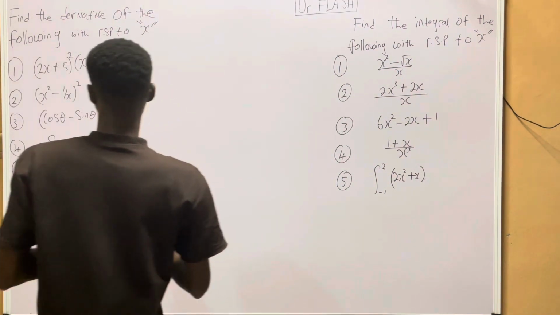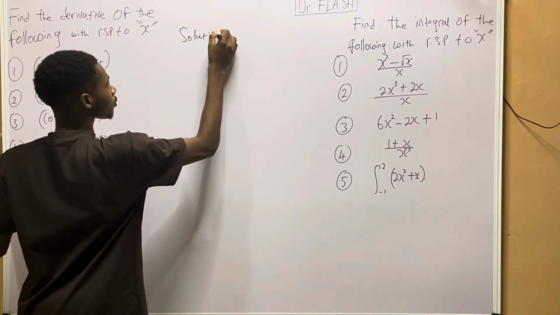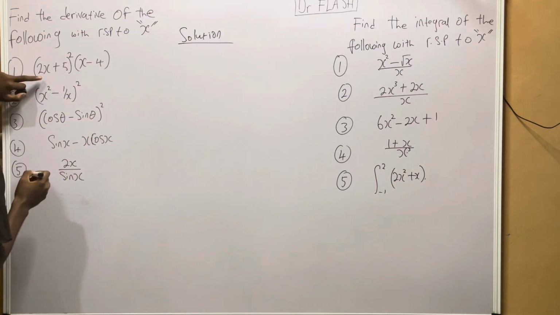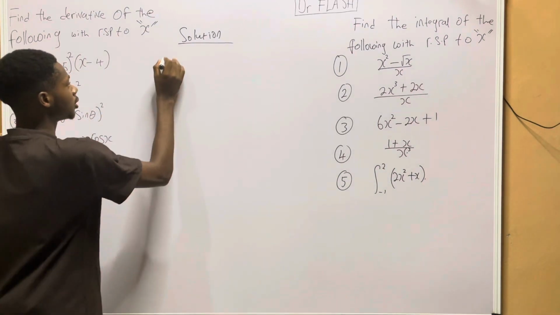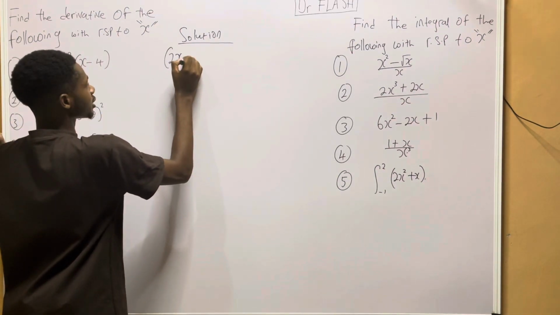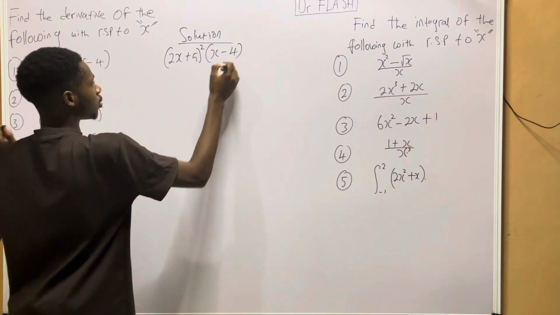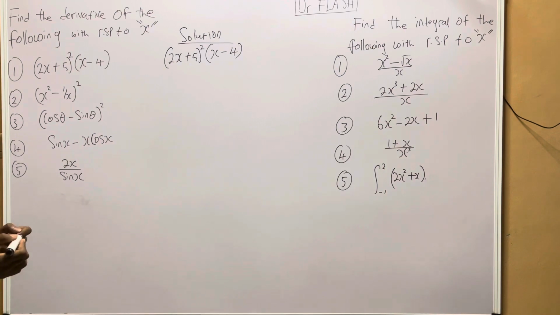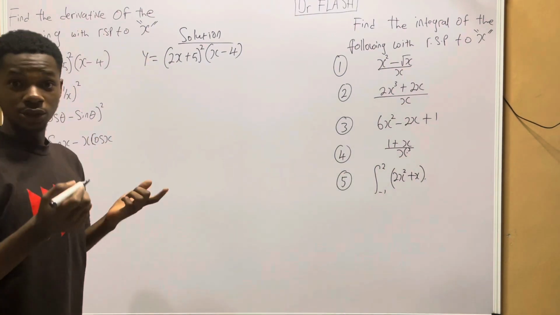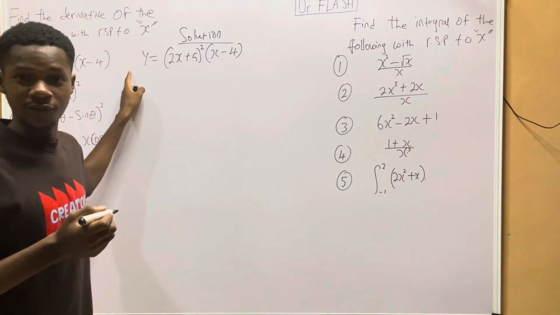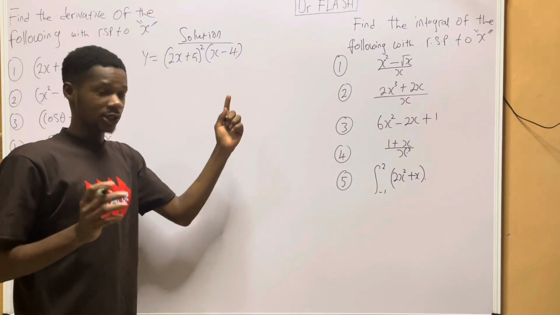Now, what is that? I'm going to start with the solution here. So for this guy, we are having (2x + 5)² (x − 4). I'm going to write it on the board. Now how are we going to solve this guy? First of all, let me equate it to y, such that when we find the derivative of y, we say that we have found the derivative of this particular expression.